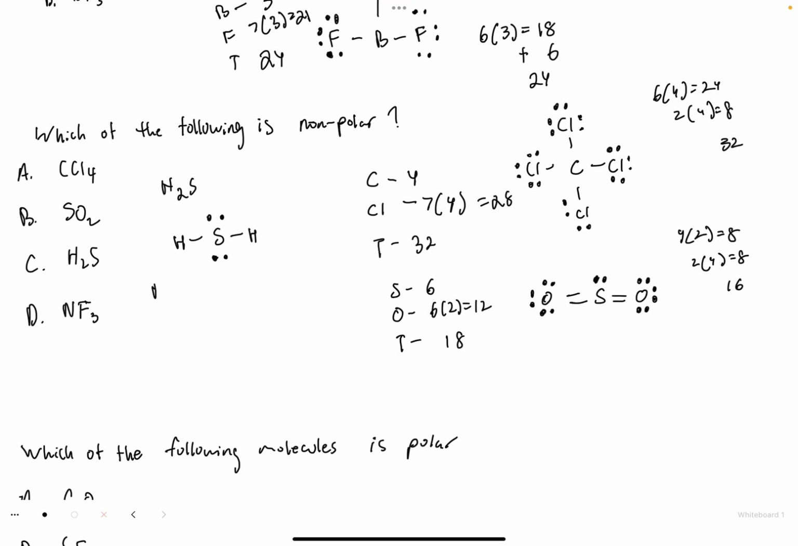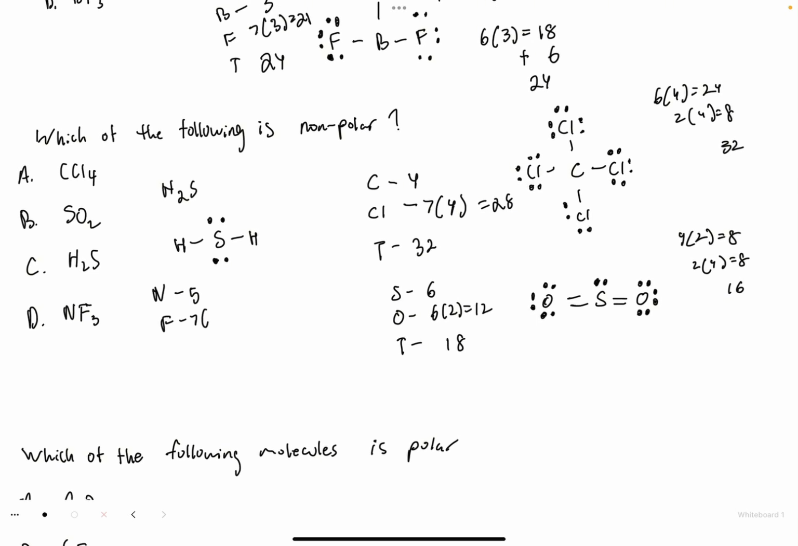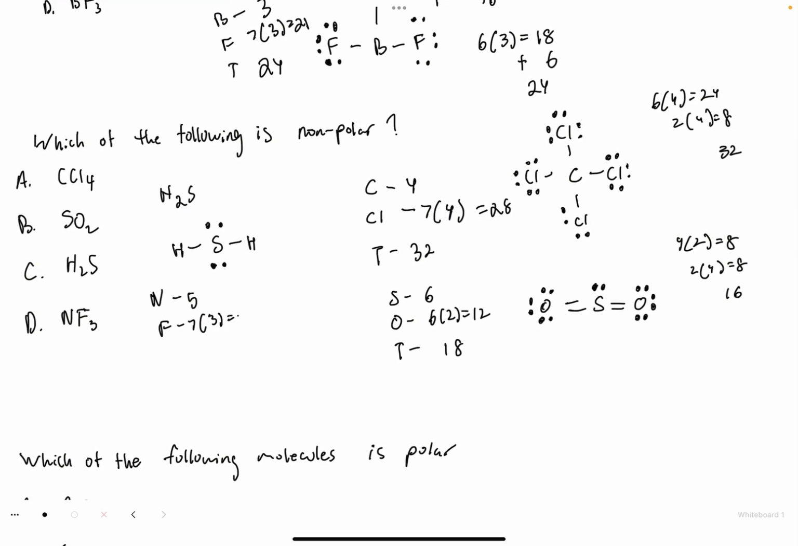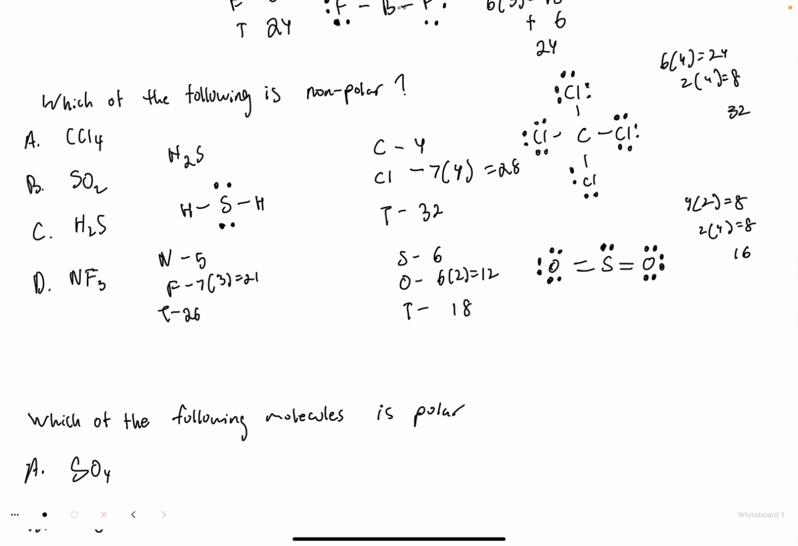And then lastly but not least, we have NF3. So nitrogen has 5 valence electrons and fluorine has 7 valence electrons. Multiply that value by 3, it's 21. So total is 26 valence electrons. Nitrogen is the central atom, with fluorine, fluorine, fluorine.